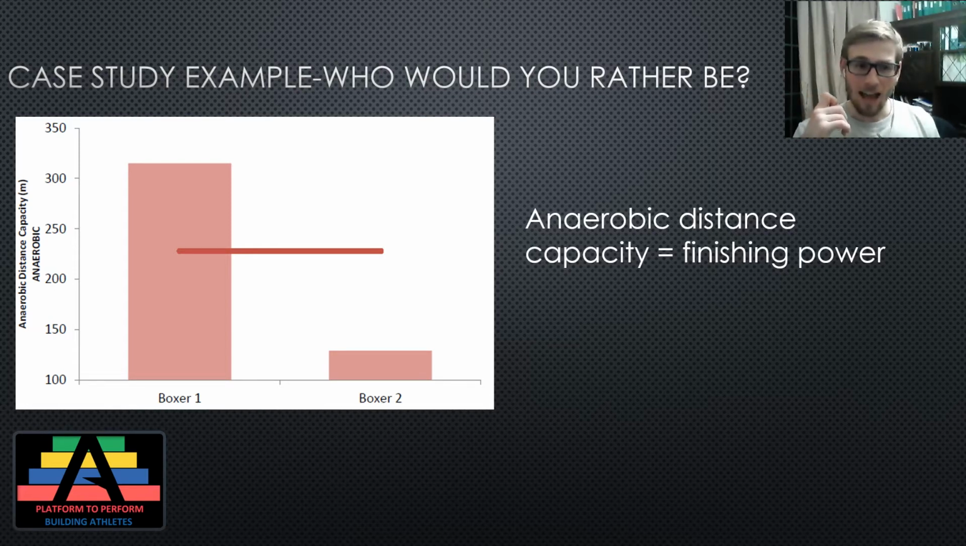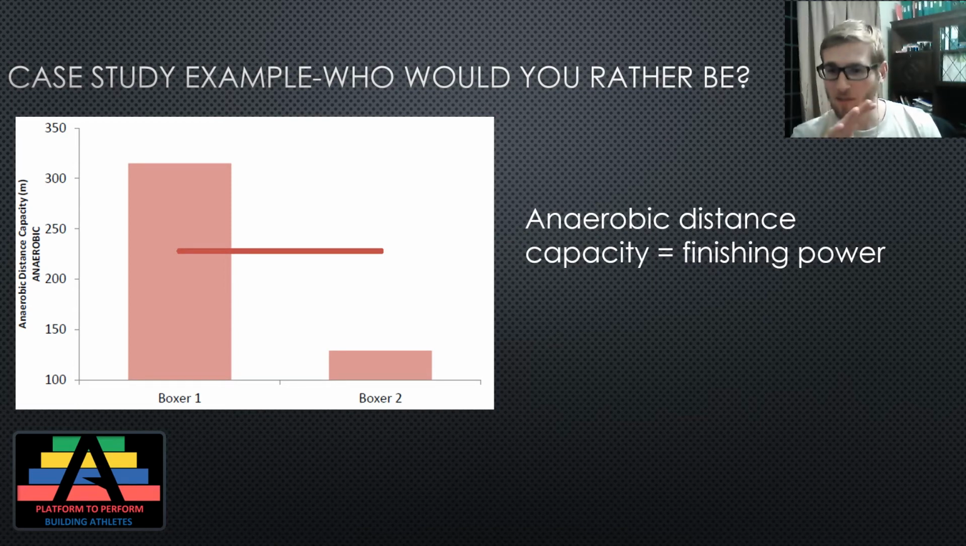Now, anaerobic distance capacity, I want you to think of this as your finishing power. So for example, if you said to a boxer, right, you've got 30 seconds to unload on your opponent, get to work, that's probably the best analogy that I can give. So in this example, you've got two boxers, boxer one, you can see his anaerobic distance capacity. This is the distance he can travel using his anaerobic system, so not using oxygen. And boxer two, again, you can see it's a lot less. Now, my question is, who would you rather be?